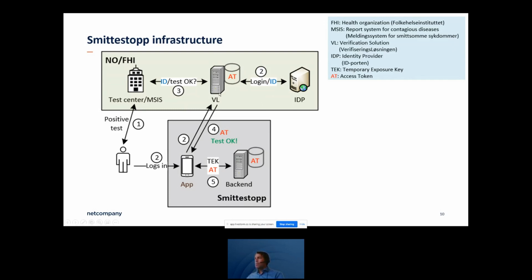Then the verification solution issues an access token, which is returned to the app, and the app can then use this access token to post the temporary exposure key, or TEK for short, to the backend, which then decodes the access token, validates it, and stores the key in the backend. We see here that the access token is placed in the verification solution and also in the backend. And this is the issue that was addressed in what I refer to as issue 4. And this is what we'll get back to, how introducing anonymous tokens changed this picture.